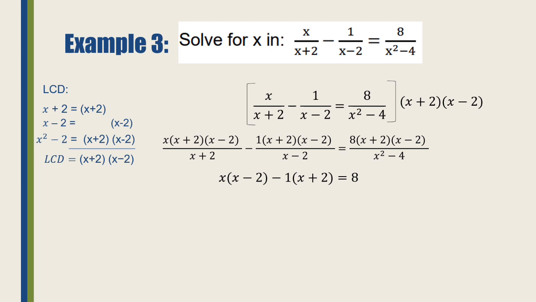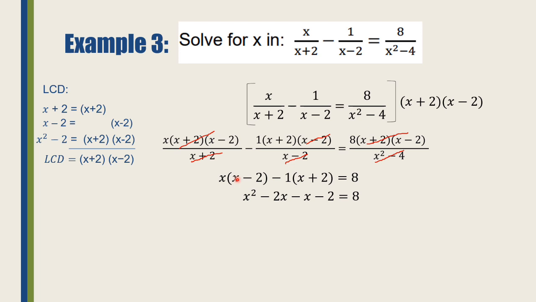Then do cancellation. x plus 2 will be cancelled out. Here x minus 2 will be cancelled out also. And here x plus 2 and x minus 2 will be cancelled out with x squared minus 4. Okay, so we have here x times the quantity of x minus 2, minus 1 times the quantity of x plus 2, is equal to 8. Then simplify.